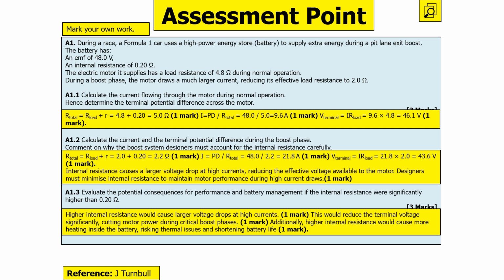This would reduce the terminal voltage significantly, cutting the motor power during this critical boost phase. Additionally, a higher internal resistance would cause more heating inside the battery of the Formula 1 car, risking thermal issues and shortening the life of the battery.